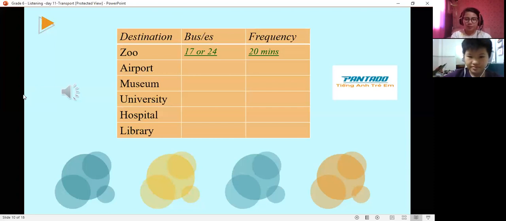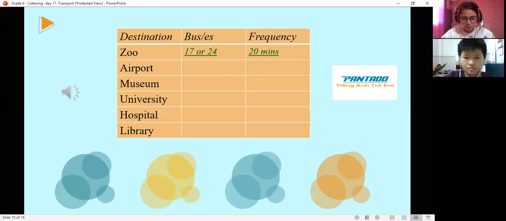Activity 4. You will hear people asking about buses from the bus station to the places below. What number bus or buses can they take, and how often do the buses go? If a bus goes every 20 minutes, write 20 minutes under frequency.